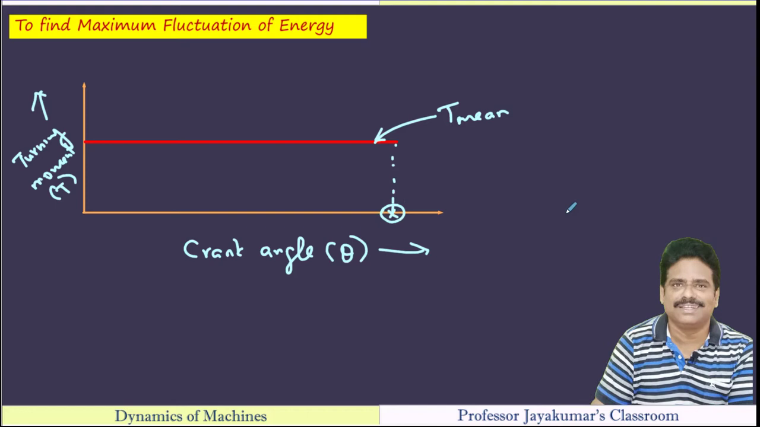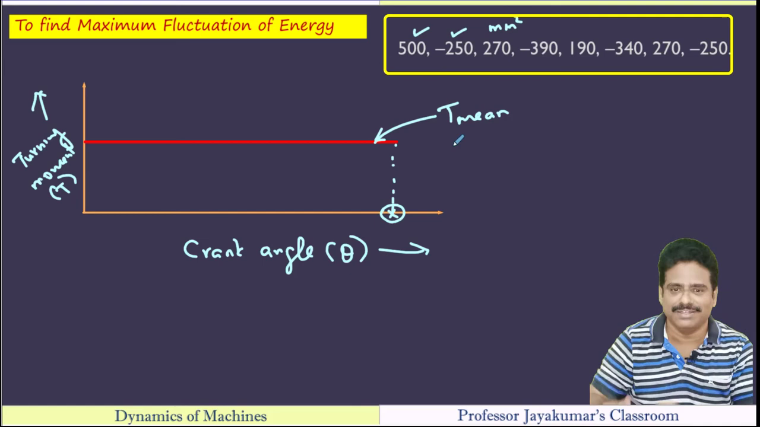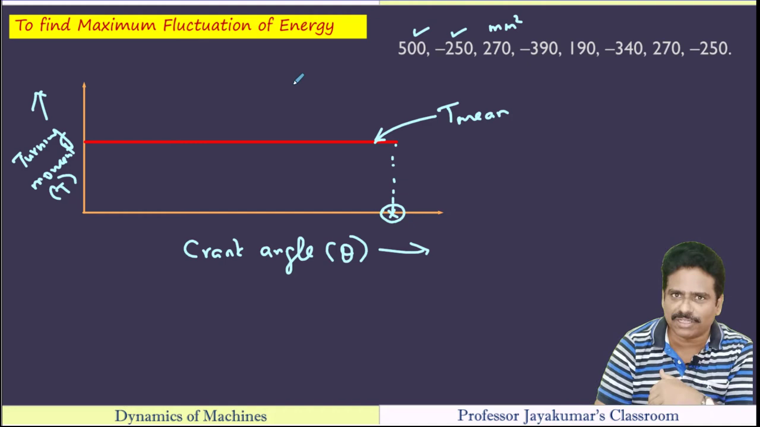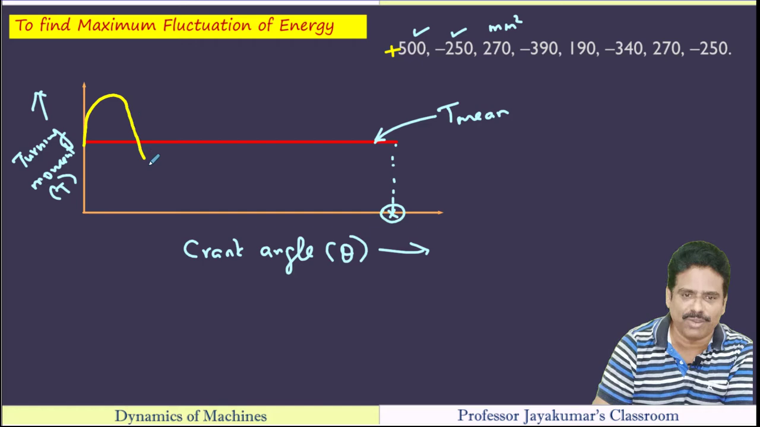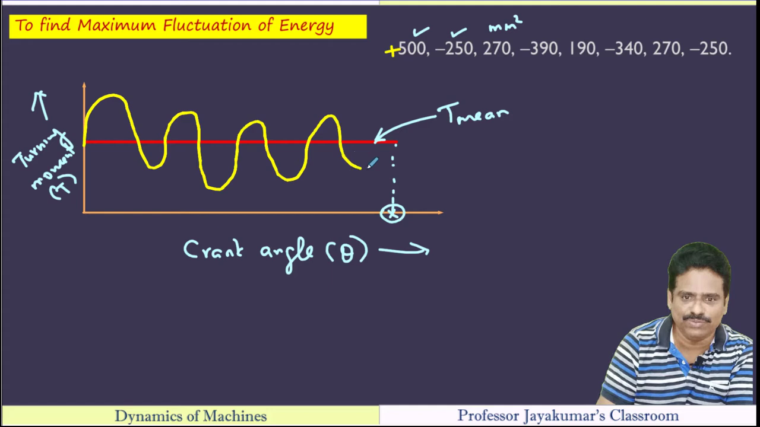Now, above and below the mean torque line, areas are given. Conceptually, I am going to draw the diagram. Is the 500 above the mean torque line or below? Unless otherwise mentioned, this is plus 500 mm square, above the mean torque line. So I will be drawing roughly some area above, minus 250 below, plus 270 above, minus 390 below, 190 above, minus 340 below, then 270 above, then 250 below. Exactly. Let me write them there.